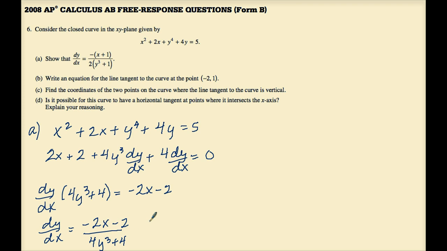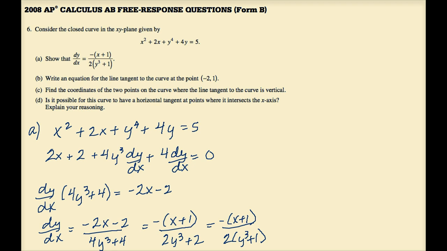We can divide all of these terms by 2, and factoring the negative out of the numerator gives me negative quantity x plus 1 over 2y cubed plus 2. Now let's factor out the 2 in the denominator: negative quantity x plus 1 over 2 quantity y cubed plus 1.